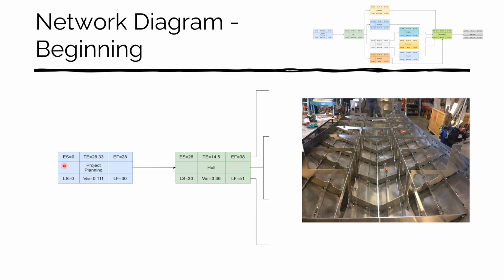So once again, we're starting here at our earliest start is 0. Our expected finish 28 days, so we're going to add that as our earliest finish. Our latest start is 0. Variance is very small at 0.11, so our latest finish is 30. We're going to then transfer over into the hull, and then our earliest start is going to be 28 days directly from the earliest finish, and then we're going to do expected time of 14.5. So the earliest this can finish is 38 days. Latest this can start is 30 days. Plus the 14, we get to 51. And then our variance is going to be 3.36. So that is going to be our beginning of the diagram. And then we'll move on to the middle.